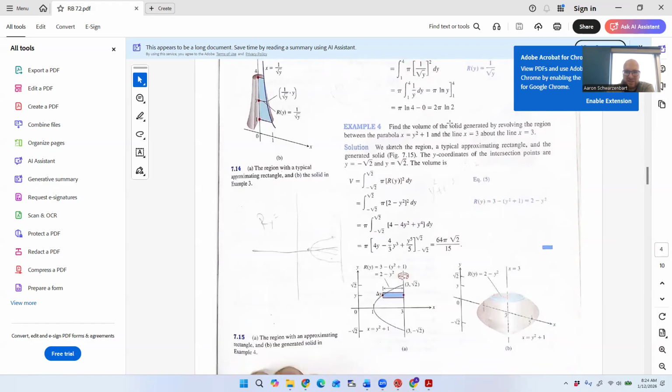Find the volume of a solid generated by revolving the parabola x equals y squared plus 1 about the line x equals 3. So now we are revolving around a vertical line here. Remember that it's a vertical, so this is like a y definition. I'm revolving a vertical thing, so I need to use my bounds as my y coordinates.